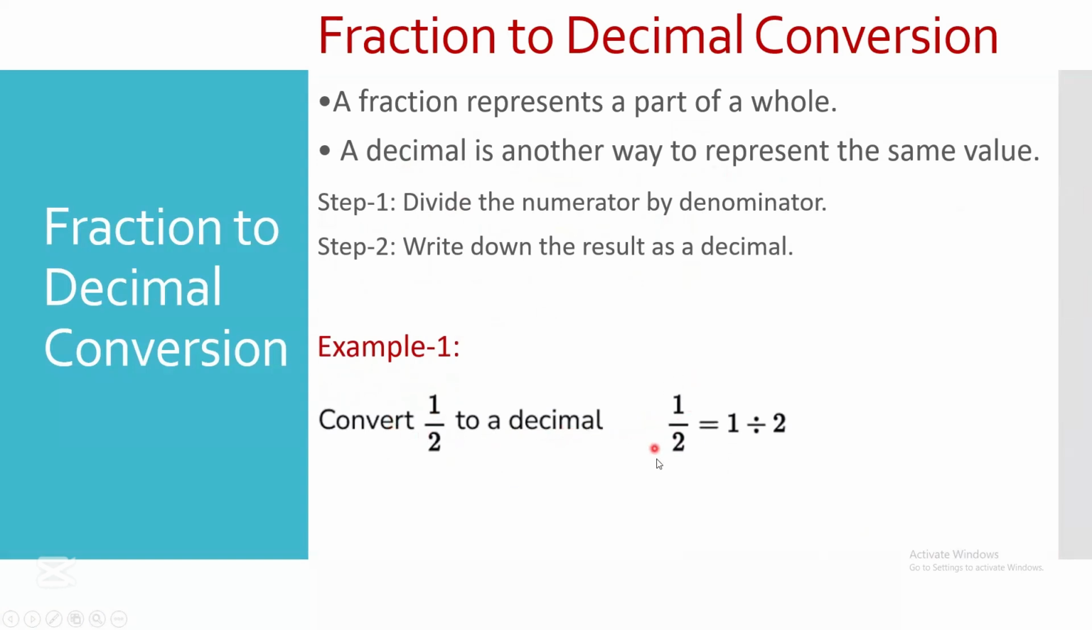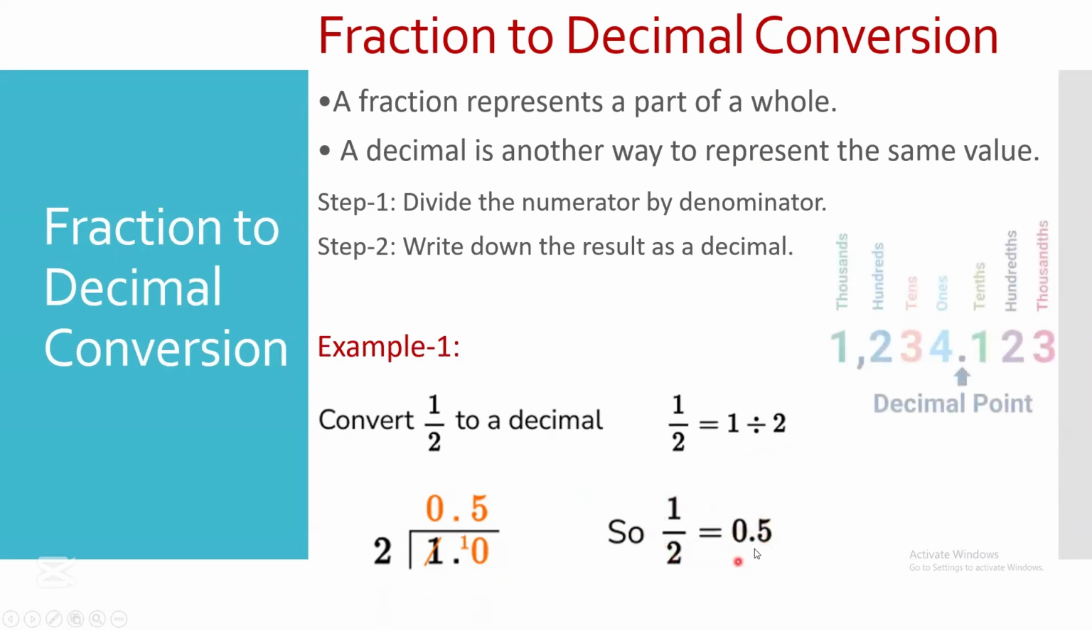So 1 by 2, the fraction bar is a division sign. One is the numerator, 2 is the denominator. We have to divide it, or we can write it like 1 division sign 2. It means 1 we have to divide by 2. We cannot divide 1 by 2, so there will be a 0 here, the integer part. Then we put a decimal point here, and together it will be 10. Here will be 0. So 2 times 5 are 10. Now you see we can write the answer: 1 by 2 is 0.5. It is the fraction, it is the decimal.